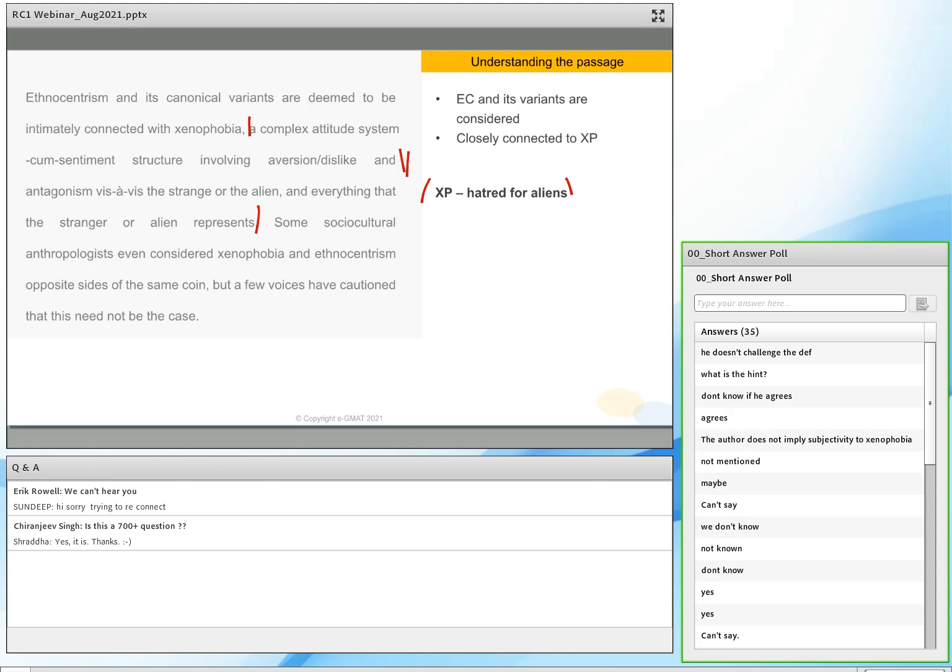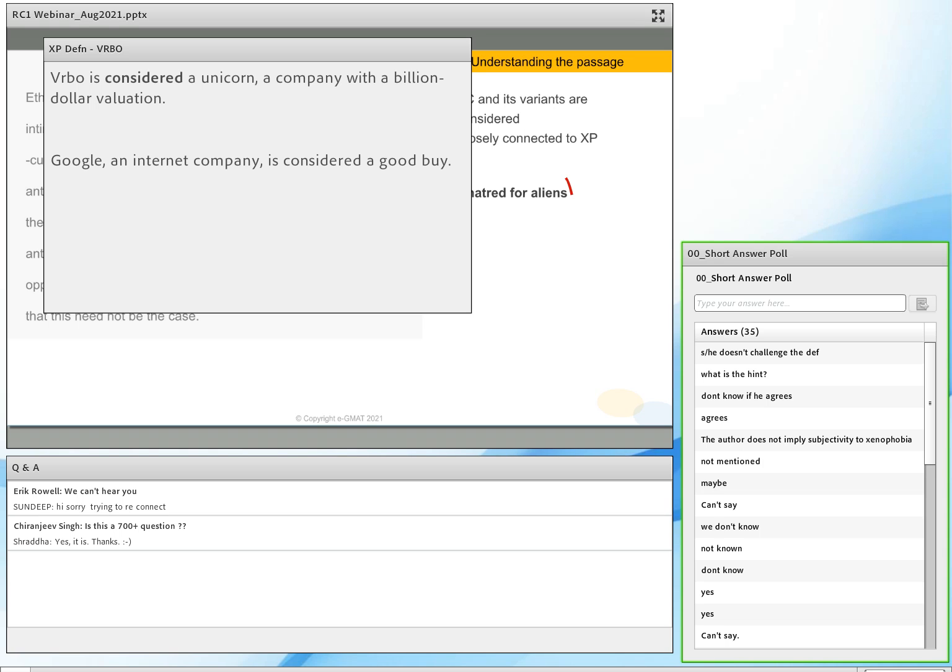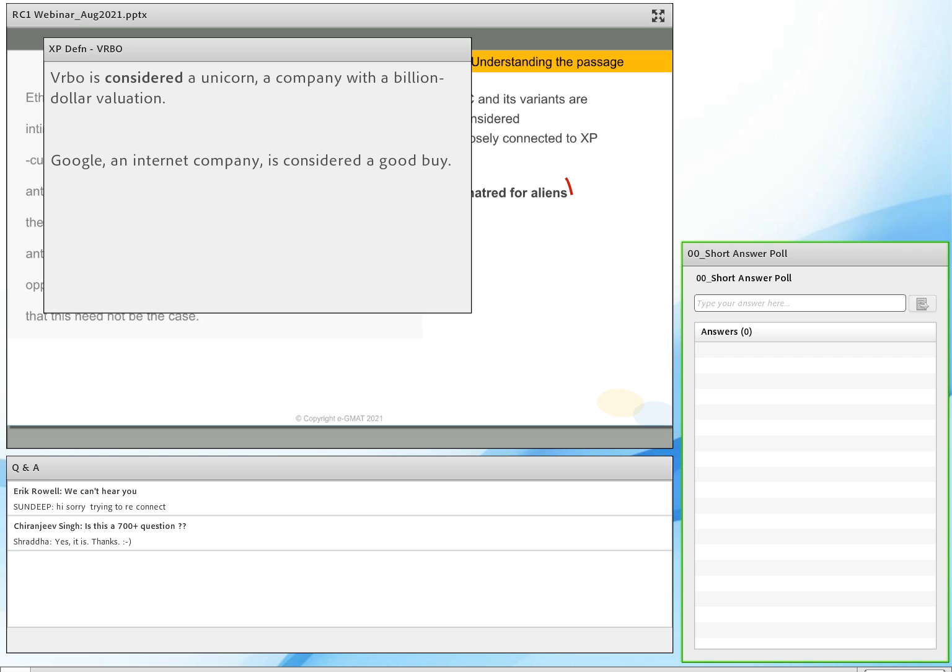I'll give you an example to make this very, very clear. This should be very clear once we go through these examples. Look at the first sentence. Verbo is considered a unicorn, comma, a company with $1 billion valuation. So what is up for debate? What we don't know whether the author believes in or not is whether Verbo is a unicorn. It's considered to be a unicorn. We don't know whether the author believes it's a unicorn or not. But what follows unicorn? A company with $1 billion valuation.